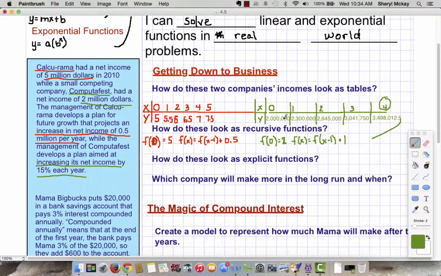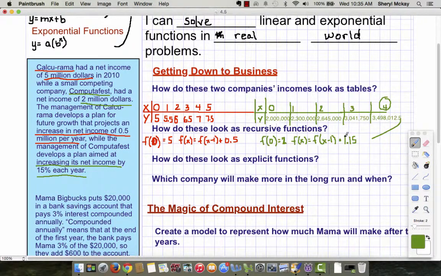But it's not just that term. It's that term and a little bit more, 15%. So I'm going to write it like this, 1.15, because I'm multiplying it times the original amount and the 15%. So I'm getting 1 and 15% of the previous term. So that's my recursive function. So when I'm adding a percentage to the previous term, I have to include the previous term by just multiplying by 1. Does that make sense?